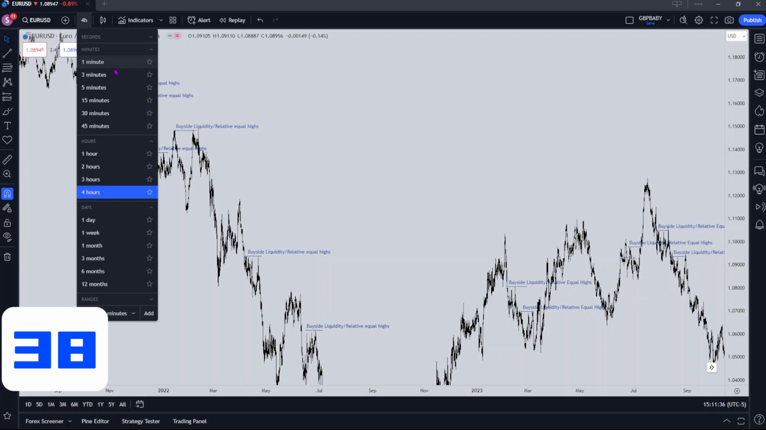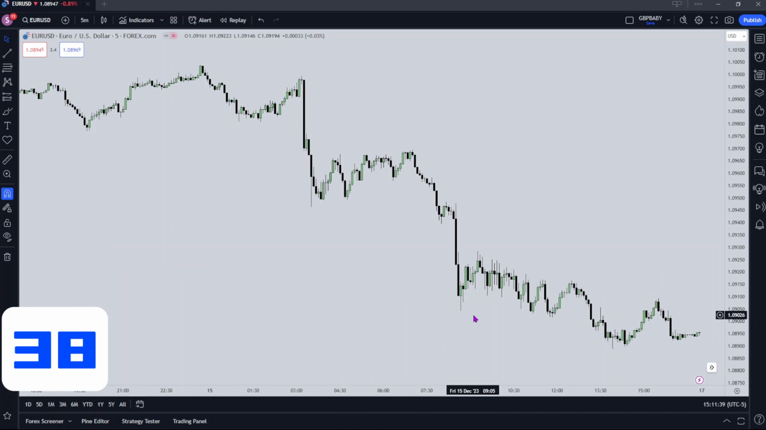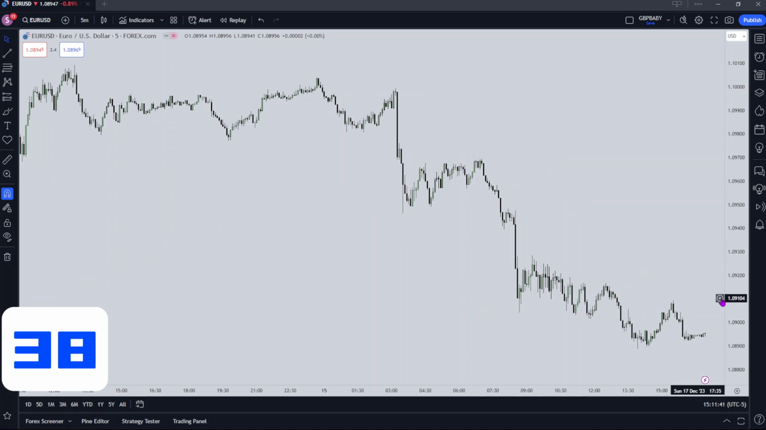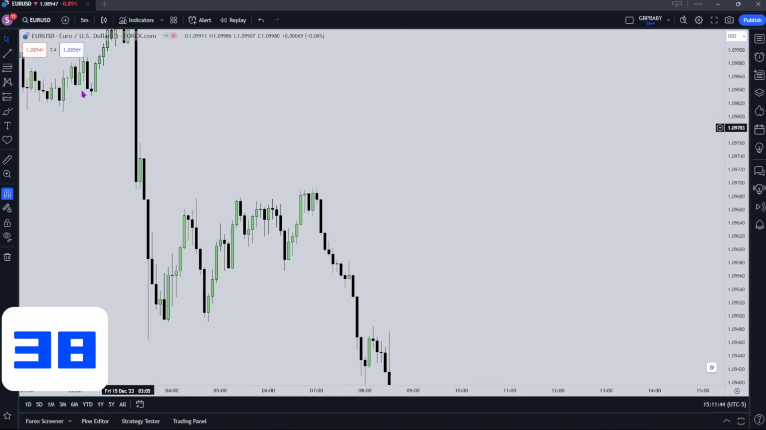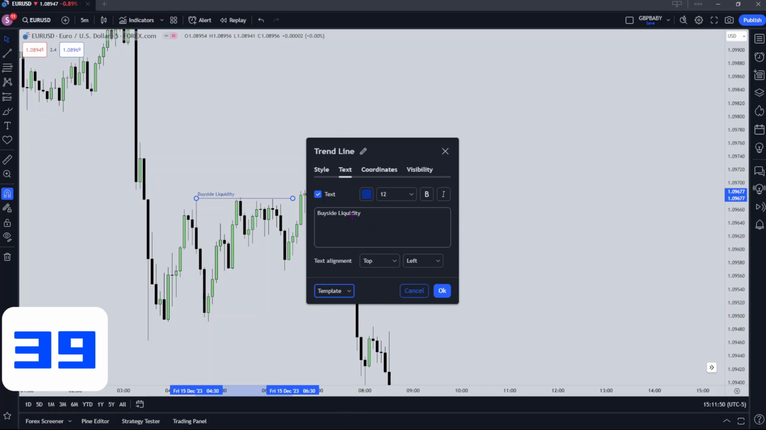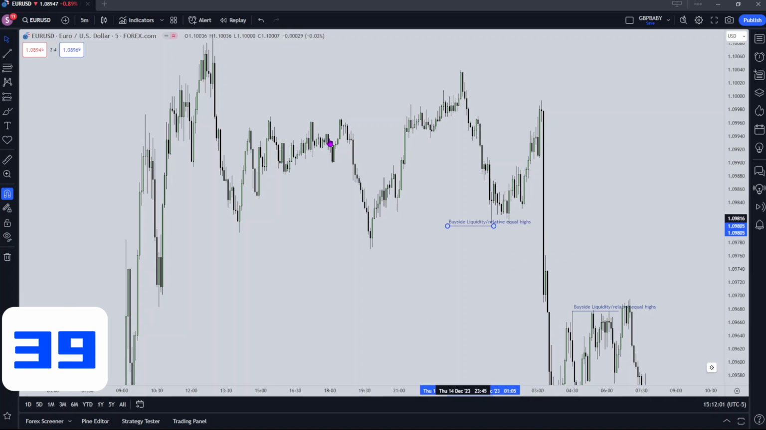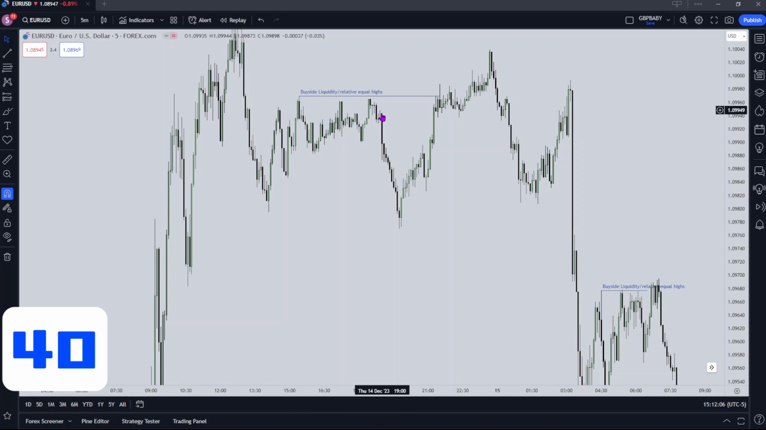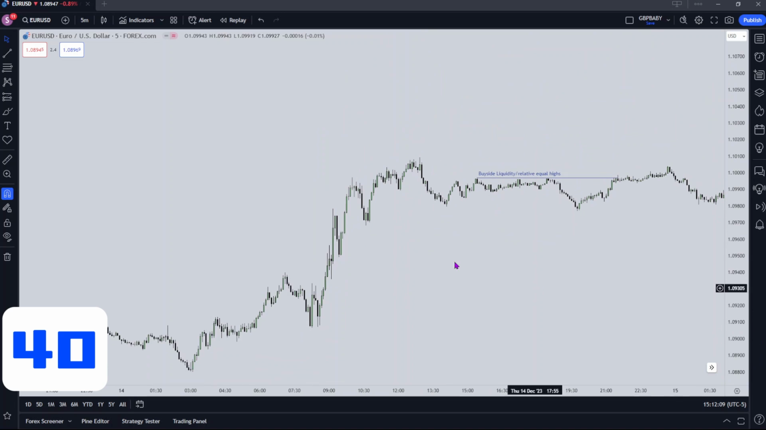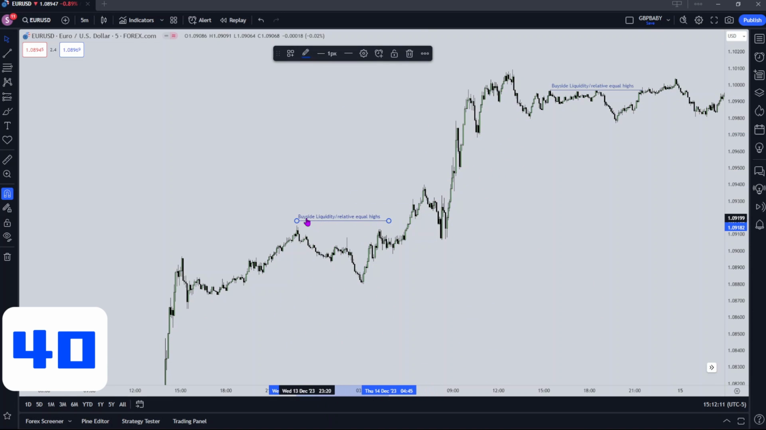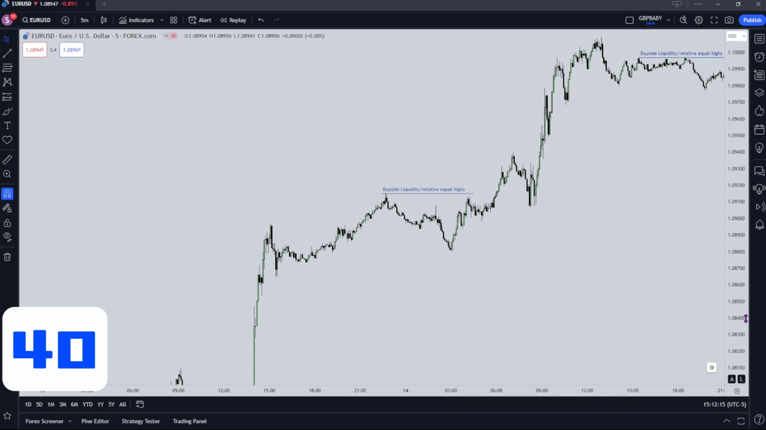So let's drop down to the 5 minutes, see what we can find as well. Here are some relative equal highs. Here. Beautiful.